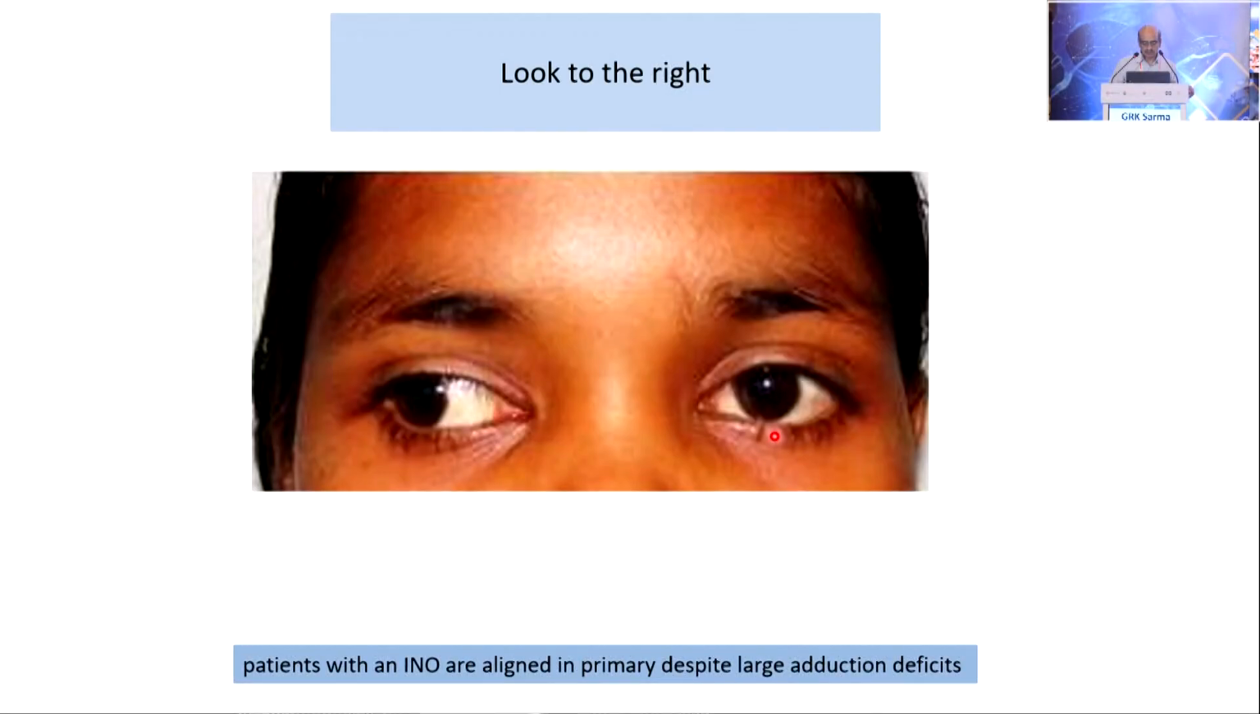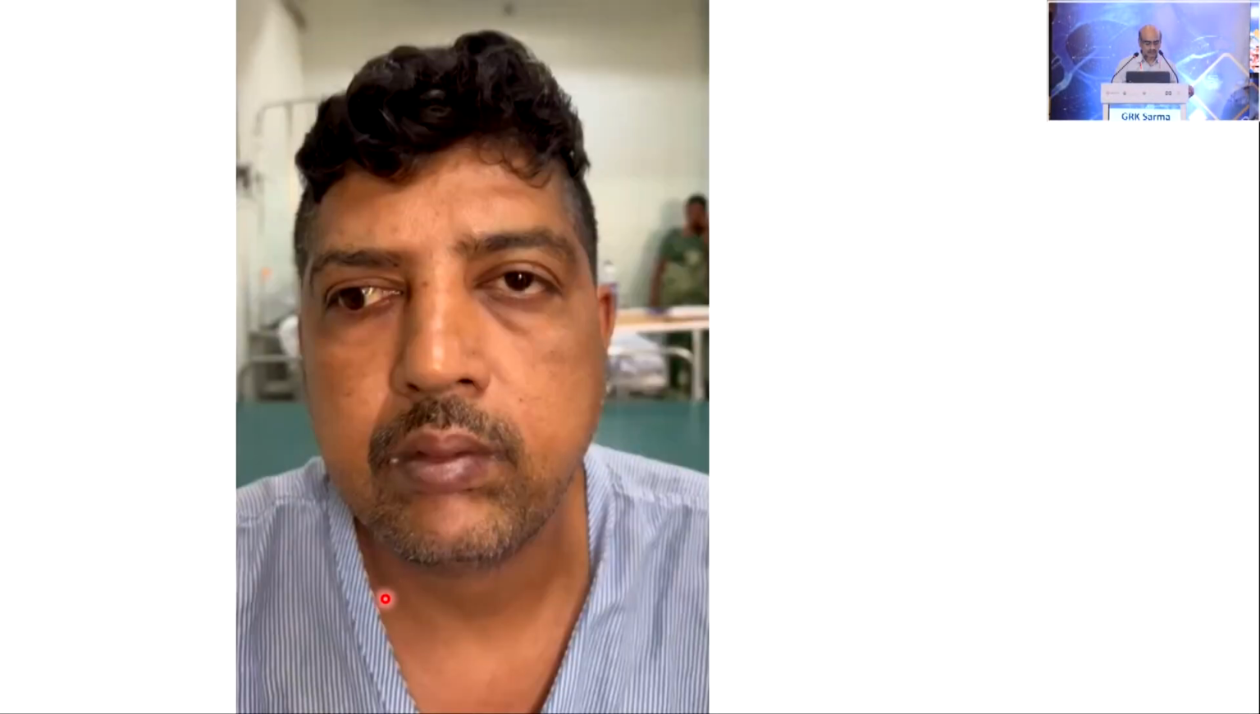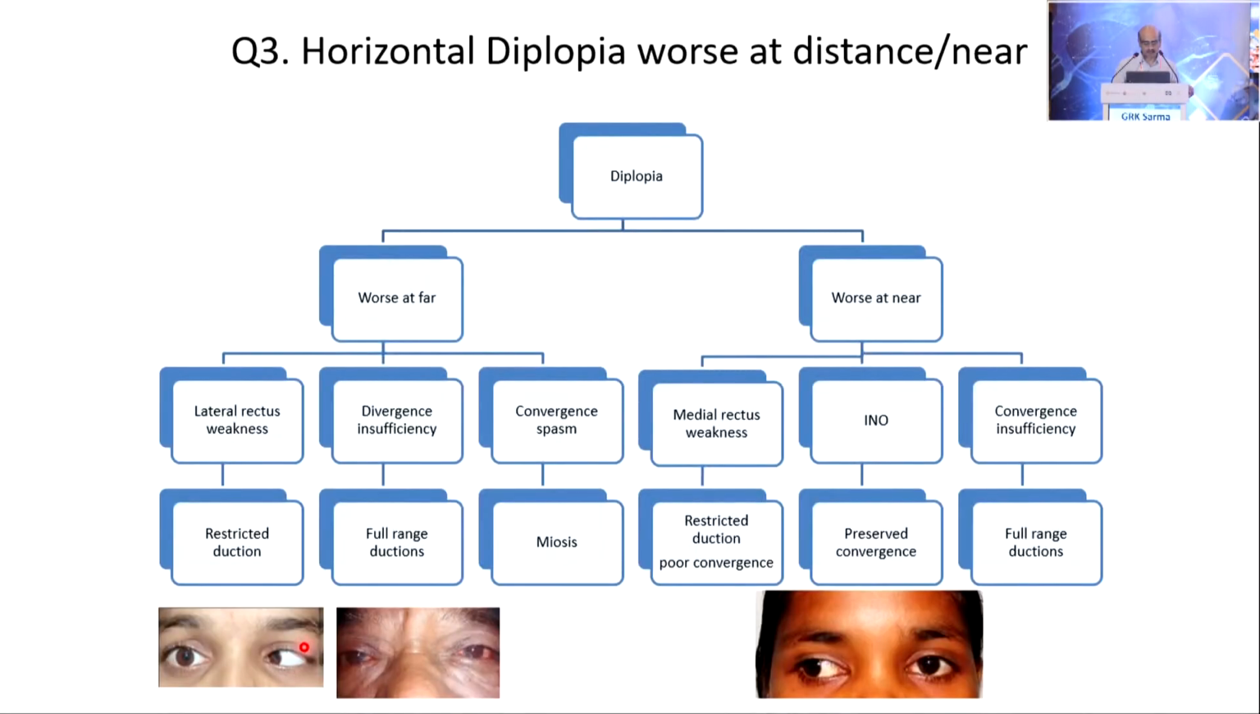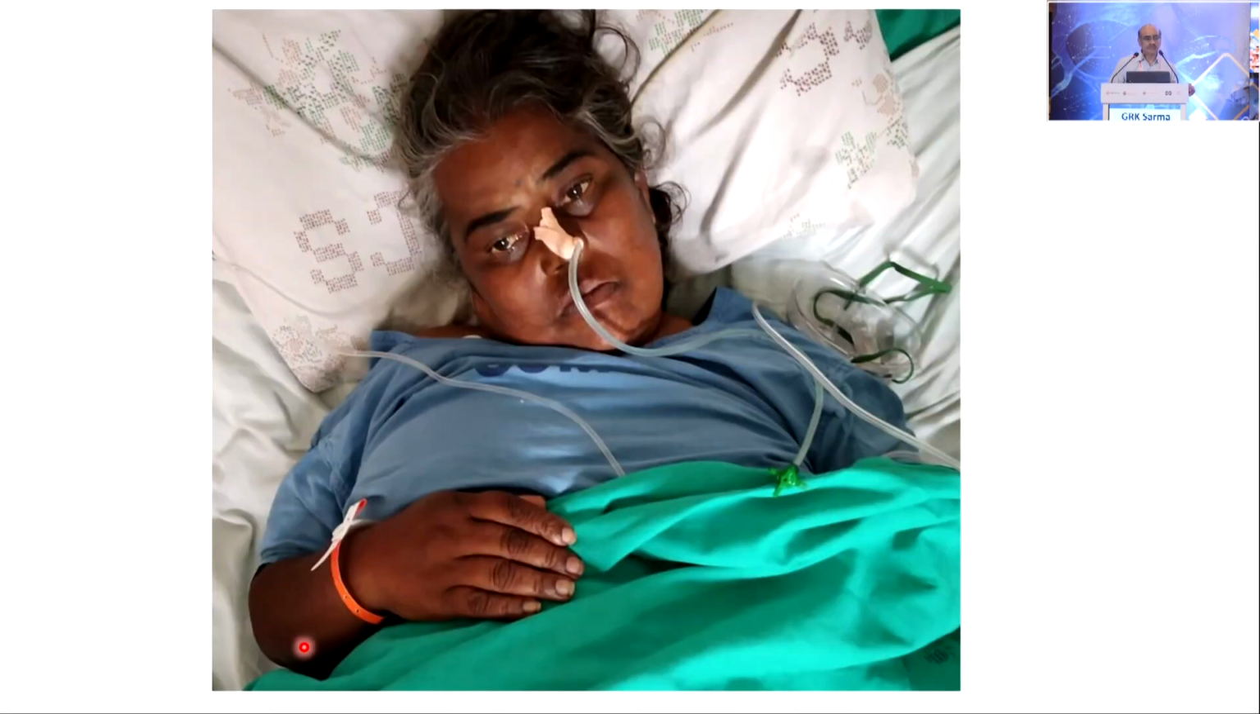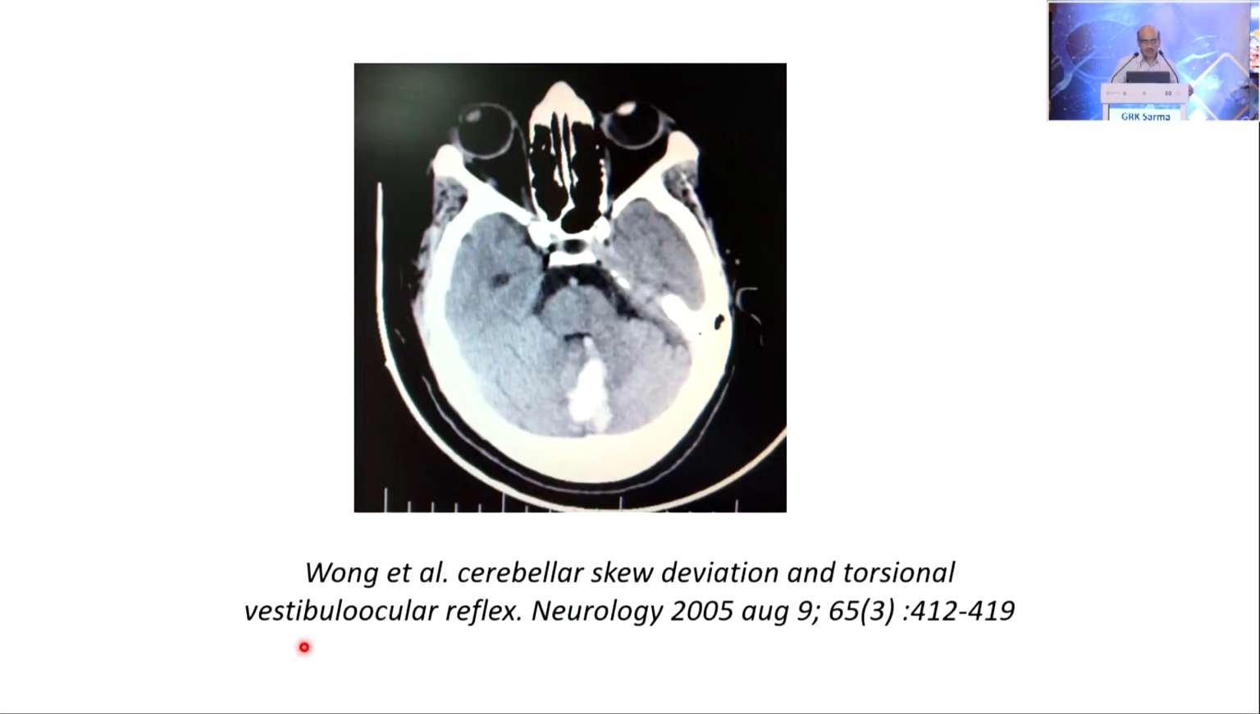Maybe I will show this. So this is another patient. You can see there is a skew deviation. The right eye is lower and the left is higher. And when you put the patient supine, that gets corrected. This is what is seen in skew deviation compared to superior oblique palsy. In skew deviation, when you put the patient supine, it gets corrected. That is one clue. This patient had a cerebellar hematoma. That itself can cause skew deviation. It's called cerebellar skew deviation.